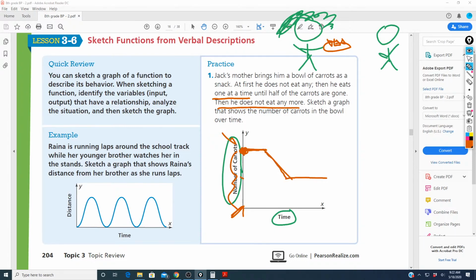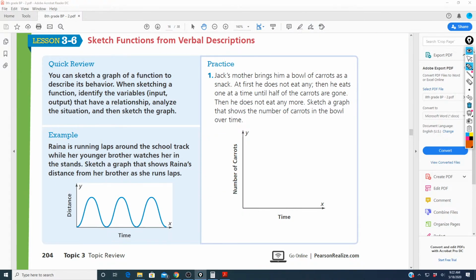So he's left there. Now let me do this so I can show it a little bit better. I'll break this down. At first, he does not eat any, so in this first interval of time, Jack doesn't eat any. Then he eats one at a time until about half of the carrots are gone. And then in our third interval, he does not eat anymore. As you see, I have 3 different colors right there. That would be your graph that shows the number of carrots in the bowl over time.